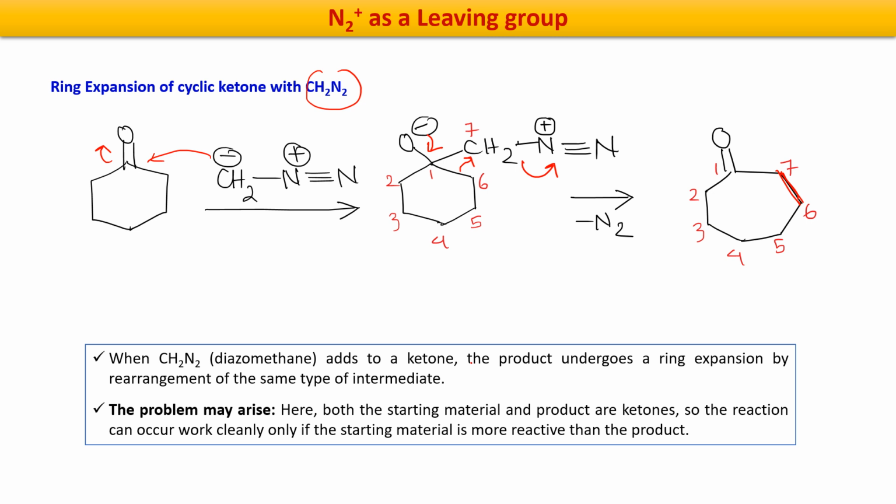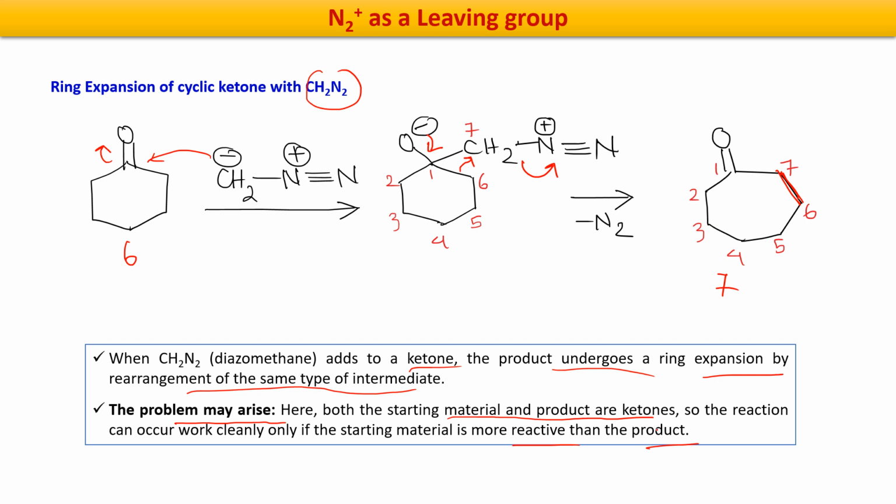So when diazomethane adds to a ketone, the product undergoes ring expansion by rearrangement of the same type of intermediate. The only difference here is that you have O minus. Otherwise it is the same. Now the problem that may arise in this reaction is that both starting material and product are ketones. So this is a 6-membered ketone and this is a 7-membered ketone, right? So the reaction can occur cleanly only if the starting material is more reactive than the product.